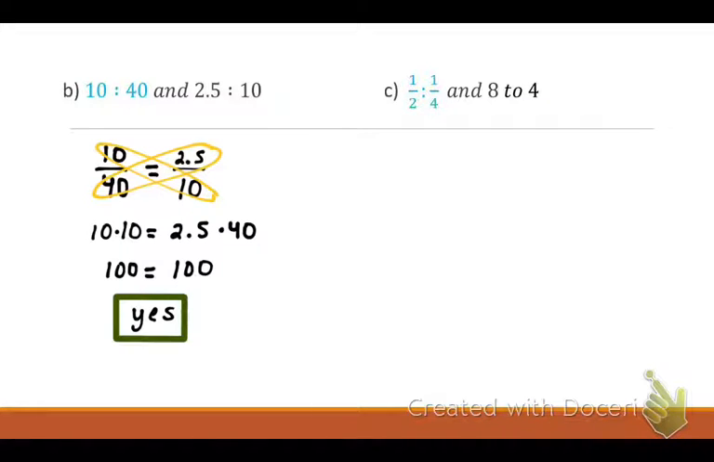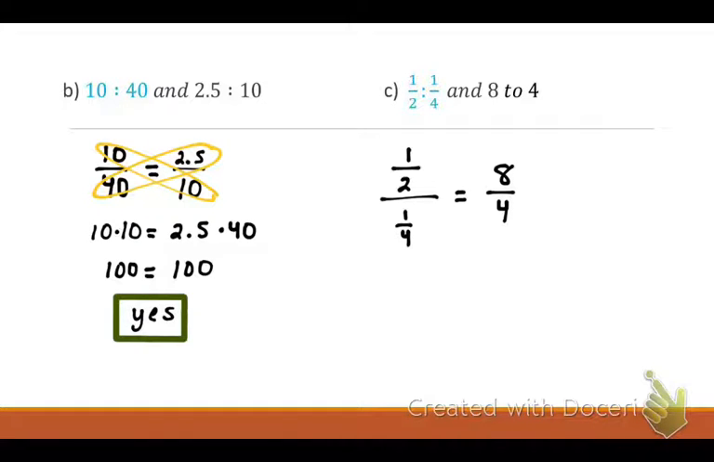First things first, it says 1/2 to 1/4. Remember, we're just going to put the first one and divide it by the second one. So 1/2 divided by 1/4 is equal to, Luke, what should I put on the right side? 8/4. Remember, with cross products, we are going to circle them that are diagonal from each other.